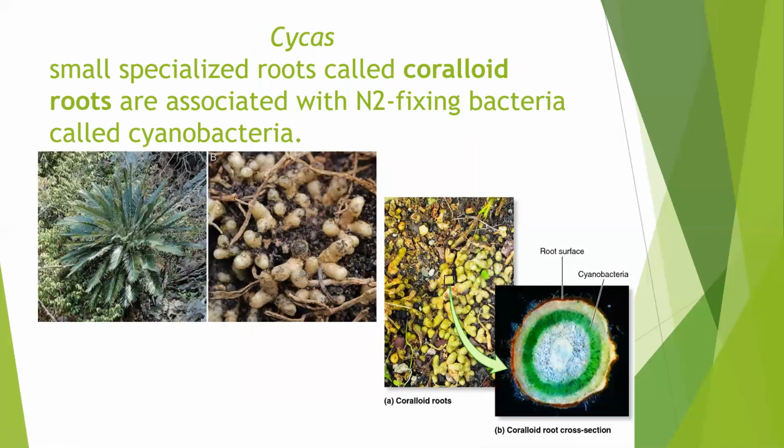In the same way, cycas has specialized roots known as coralloid roots. You can see these are the coralloid roots. This is the cycas plant. These coralloid roots contain nitrogen fixing bacteria, the cyanobacteria. Now, you can see the section cutting of the coralloid root, and this green colored, stained portion is the cyanobacteria.